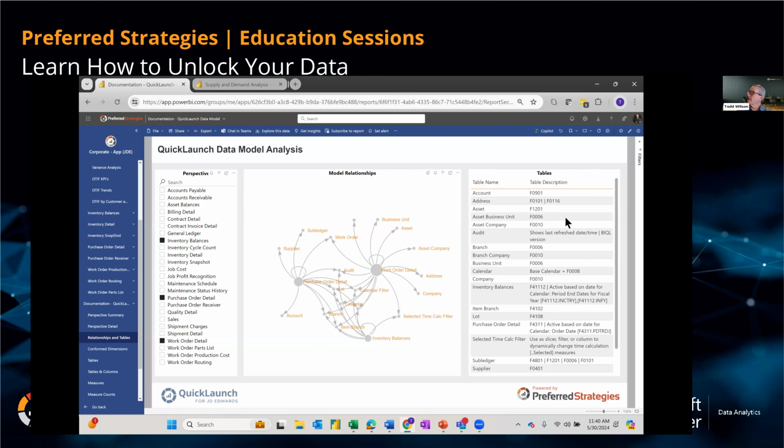Now, you've got the full data lineage. You can see that over on the right-hand side, but you can also begin to see all the relationships that come into play, whether that's looking at the entire superset of perspectives from every module across JD Edwards, or just what you want to focus on.